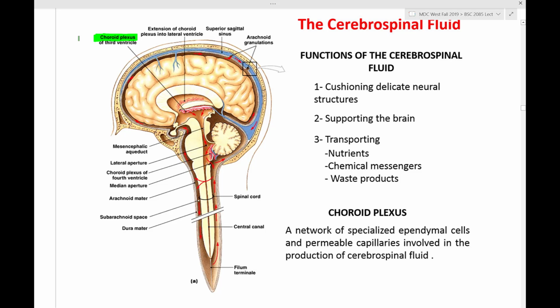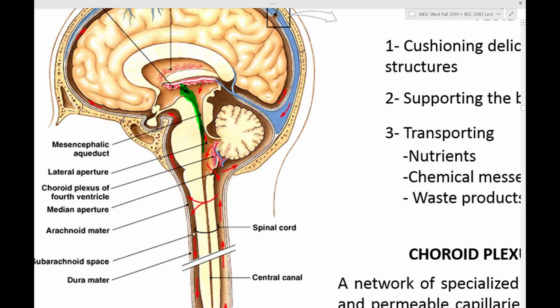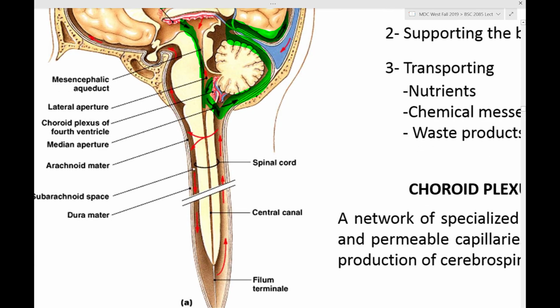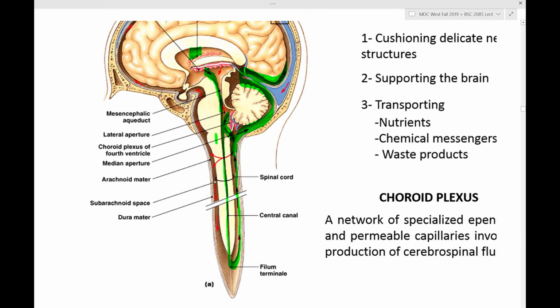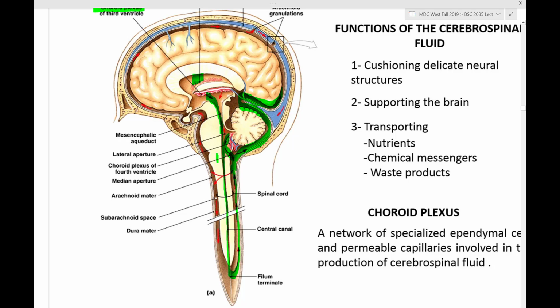Your CSF is going to flow, and you can follow the arrows. It's going to flow from the lateral to the third, from the third, this is the third, to the fourth, this is the fourth. And then from there, it's going to go out laterally, all the way through here, into the subarachnoid space. Or it's going to go to the central canal, all the way down to L1 and L2. That is where the solid segment of your spinal cord ends. And it's going to go into your subarachnoid space again. Does that make sense? And all that is going to circulate around both your brain and your spinal cord.